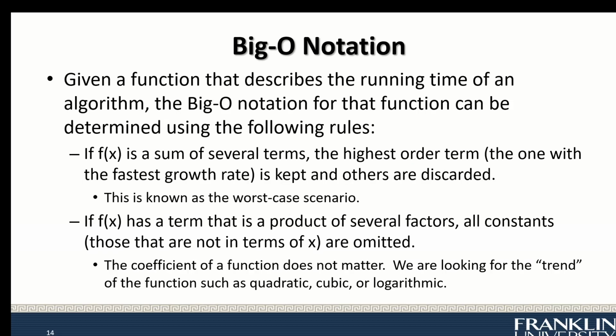So given a function that describes the running time of an algorithm, the Big O notation for the function can be determined by the following rule. This is one of the properties. If f of n is the sum of several terms, the highest order term, the one with the fastest growth rate, is kept and the others discarded. So if your algorithm has say n squared plus 6n plus 3, then the Big O of n is n squared, because this is the fastest growth rate.